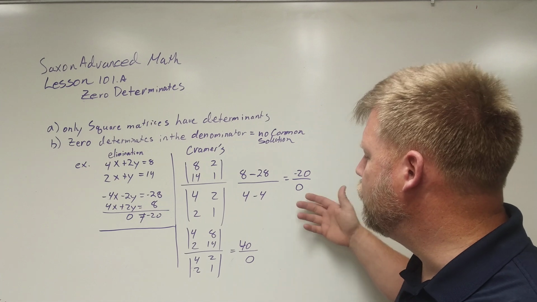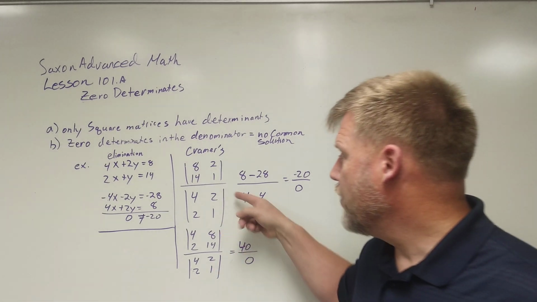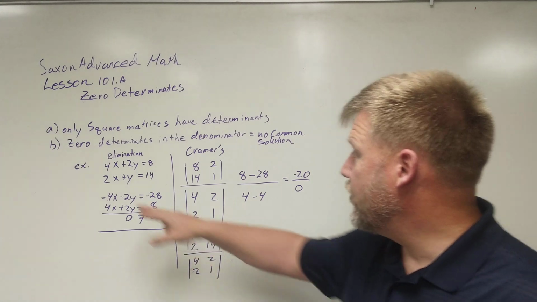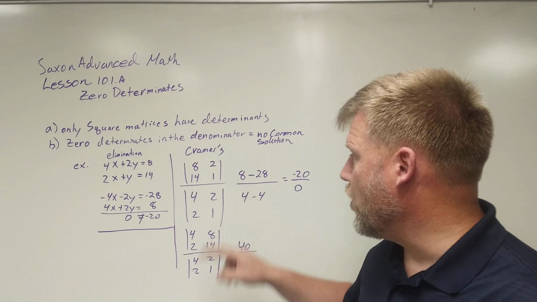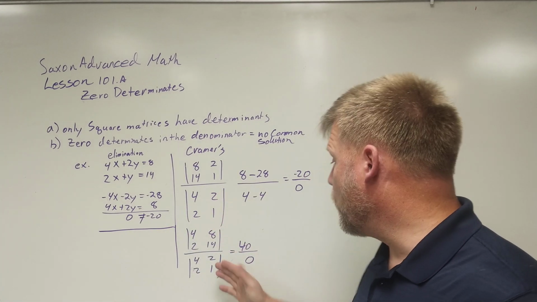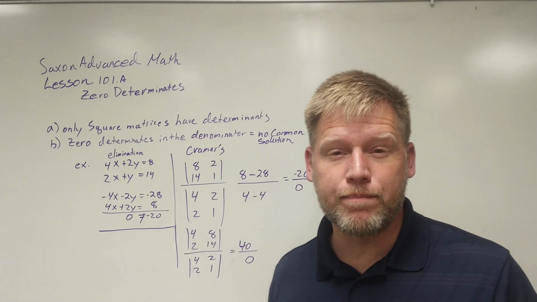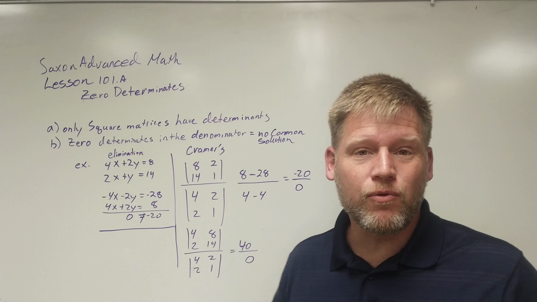I don't even have to do the y to know this, because remember that when I'm working with Cramer's rule, the denominator is all these numbers: 4, 2, 2, 1. That's where these are coming from. And so the denominator is the same on both, and therefore will yield the same 0 on both. And so the determinant would cause division by 0, and therefore is not allowed.